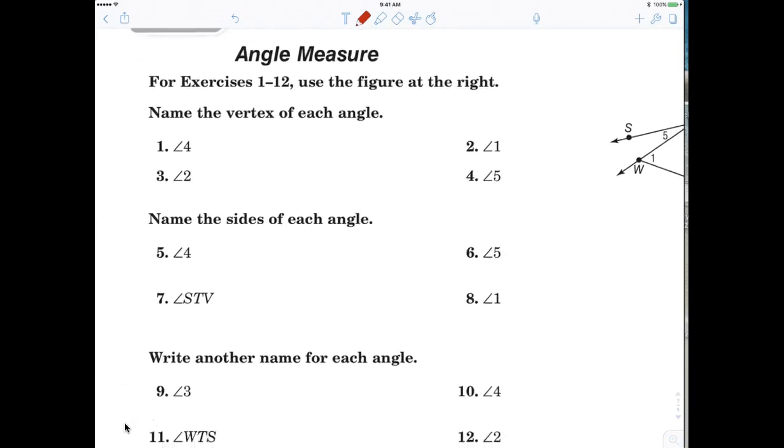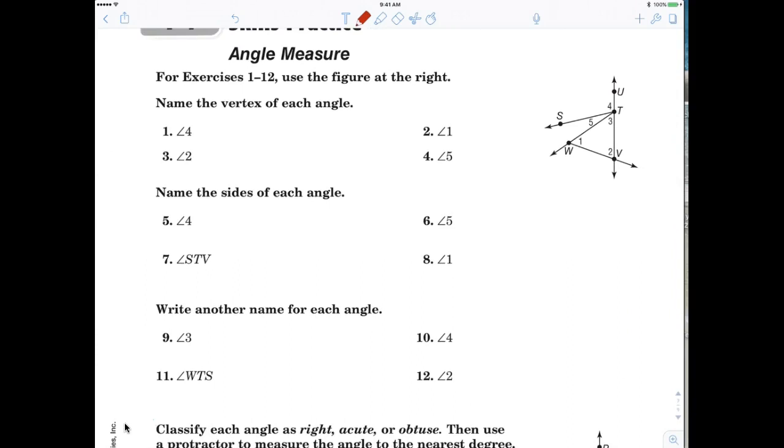Name the vertex of each angle. The vertex is a letter. What's the vertex for angle 4? T, right. Well, this is all very basic. What's the vertex for angle 2? Yeah, you guys got that.